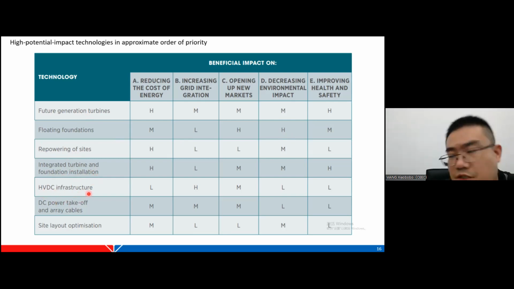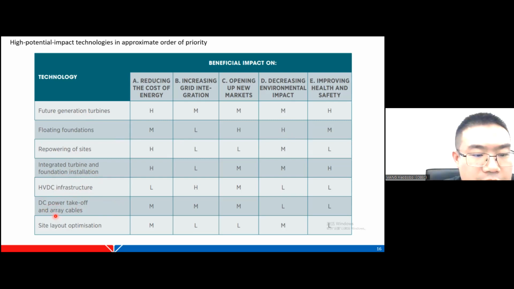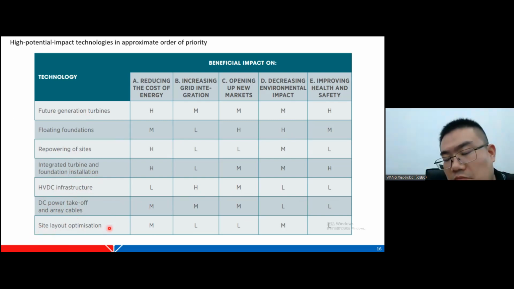HVDC infrastructure, because we're getting very far away from the land. And the DC power takeoff and array cable. As you can see, it's moderate and low, and site layout optimization. This is quite mature technology. We cannot get quite new output from this.